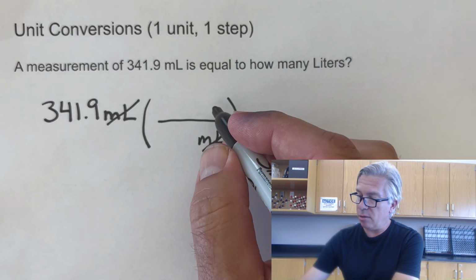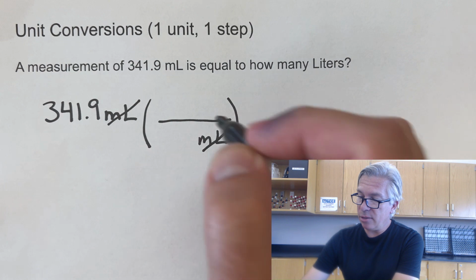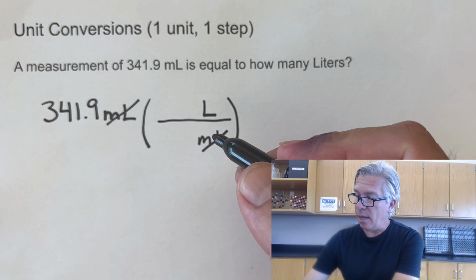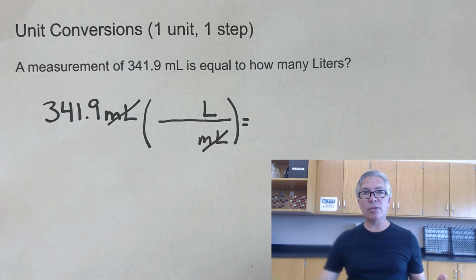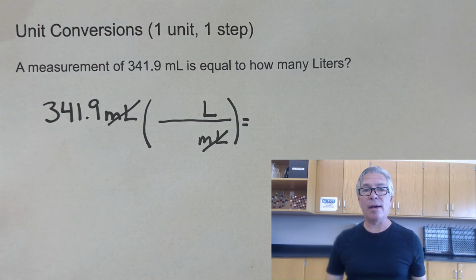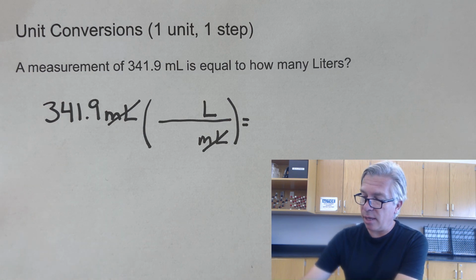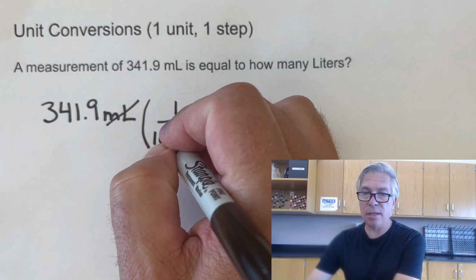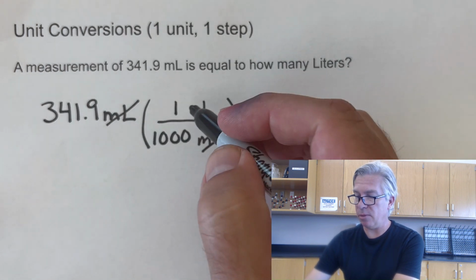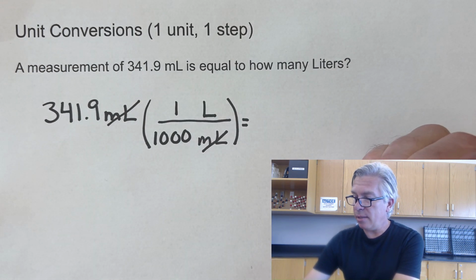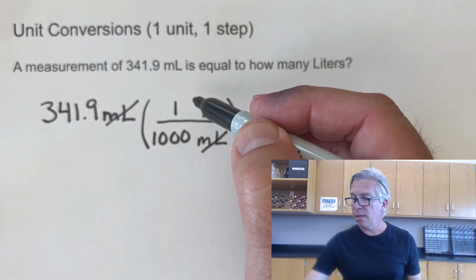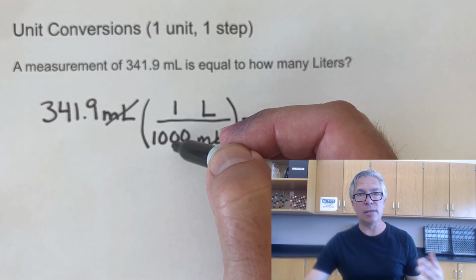Now, I also want to know, my question is, how many liters will this be? So that's the unit that should go on the top. That's what I want to end up with. And then maybe I know how many liters are in a milliliter or vice versa, or maybe I have to look it up in a table somewhere. Either way, at this point, is fine. But it turns out that in every 1 liter, which is the bigger volume, there are 1,000 milliliters. And so I'm going to put those numbers with the appropriate units. And then to finally solve my problem, I need to multiply across the top, divide by what's on the bottom, and then work it out.